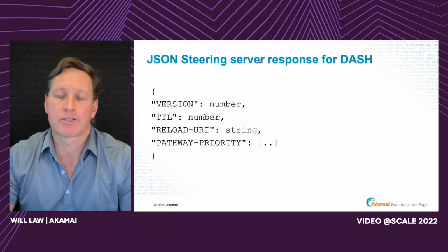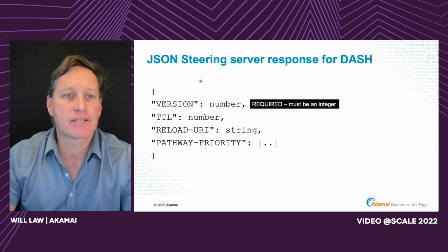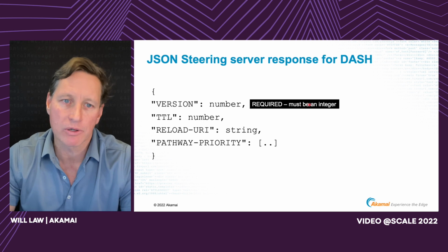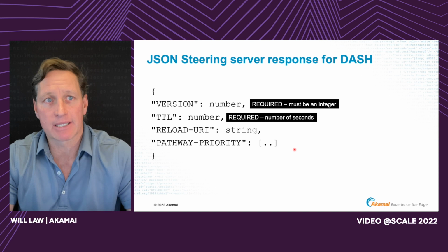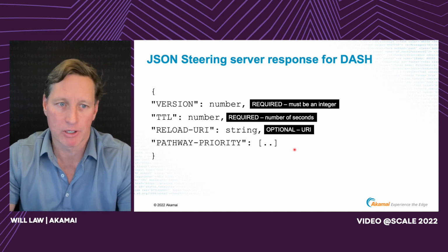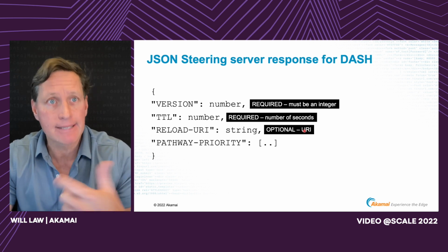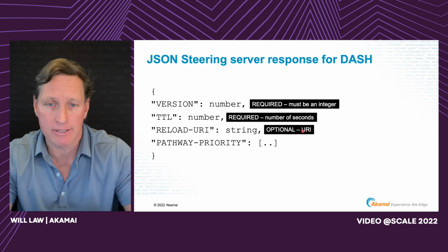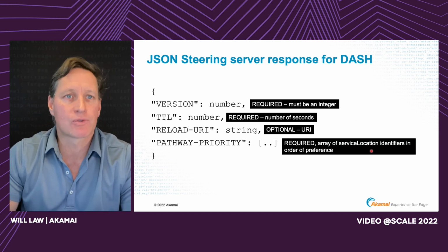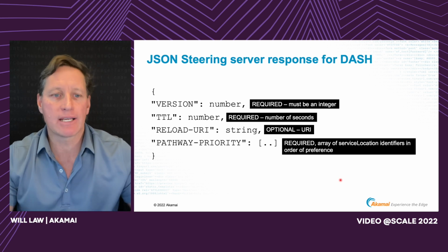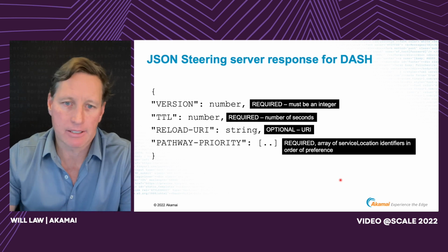So what does the server response look like in a little bit more detail? It's a simple and pretty concise JSON document. So the version is required. There's only version 1 at the moment. TTL is the number of seconds after which you must come back and revalidate the steering server response. The URI is the URI you should do that at. It may be a different one, and in many cases, I think it will be because we want to sessionize this behavior. And then lastly, the pathway priority, which is just an array of those service location identifiers. In HLS, you call them pathways. In Dash, you call them service locations, but they're the exact same thing.